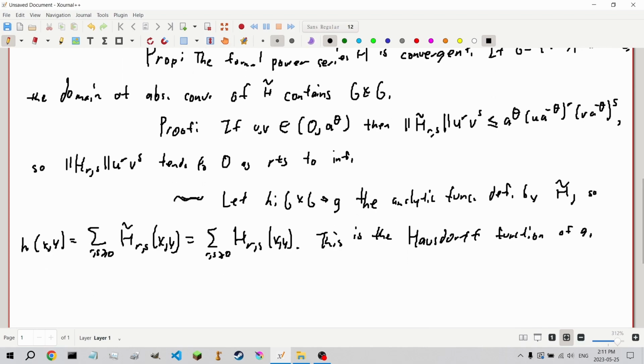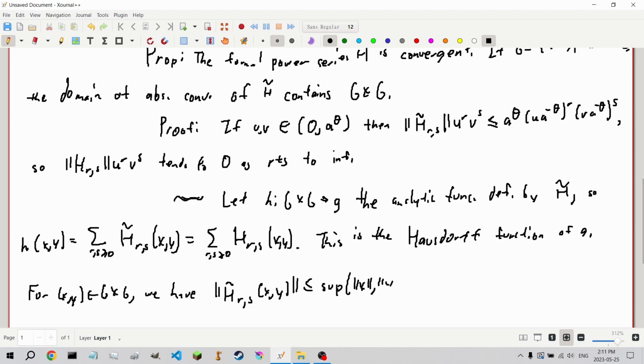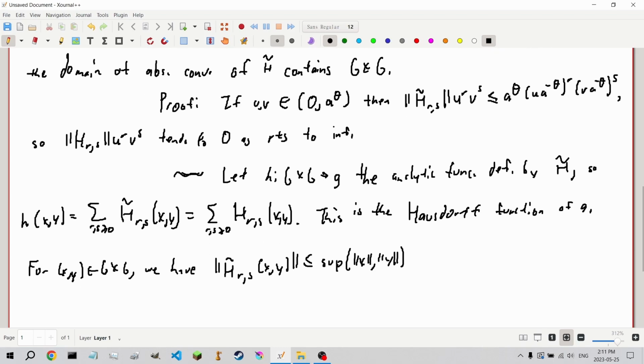Now, for x comma y in G times G, we have that the norm of h tilde R comma S of x comma y is at most the supremum of the norms of the inputs, which gives us the same relation on our little h here, our Hausdorff function.